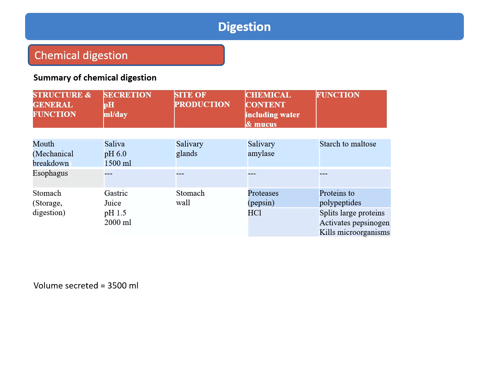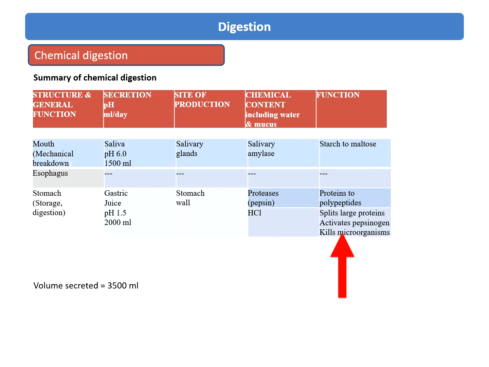Third component is the stomach. This has 2 general functions. One is storage, and the other is digestion. It contains gastric juice. It's highly acidic, a pH of about 1.5, and roughly 2,000 milliliters a day are secreted. The gastric juice is secreted by cells in the stomach wall. Among the chemical contents would be proteases, such as pepsin, and hydrochloric acid.